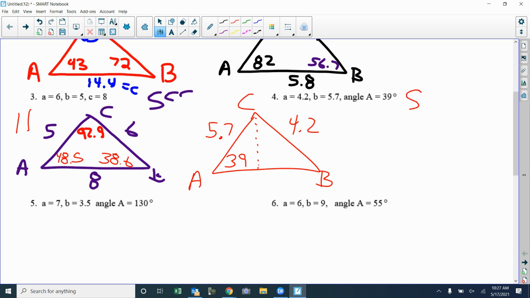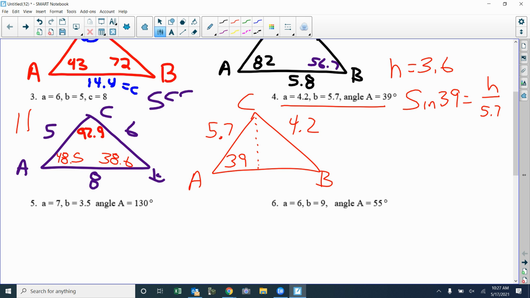and that would be the sine of 39 is equal to the height over side B, which is 5.7. So if you do calculate that height, the height of this particular guy ends up being 3.6. So we're gonna run down through the red stuff is the height. 3.6, is it greater than A? It is not. Is the height and A the same?